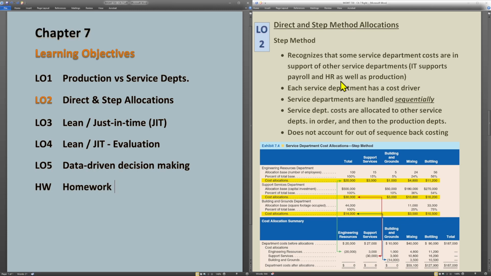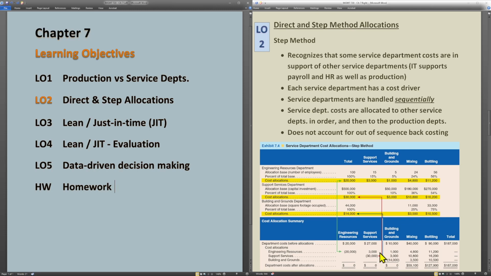Now, how does the step method take this into account? It does this sequentially. So you start off with the first department, and if it has any interaction with the other 2 departments, so if we call this support number 1, if it has any interactions with support 2 and 3, then we apply those costs. And as you can see, engineering does have some interaction with support and building and grounds. Some of its 20,000 actually goes to support services and building and grounds, and then the rest goes to the 2 production departments. But just remember, the 20,000 is made up of all these 4 numbers.